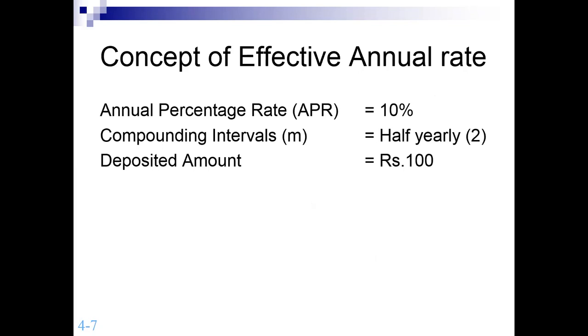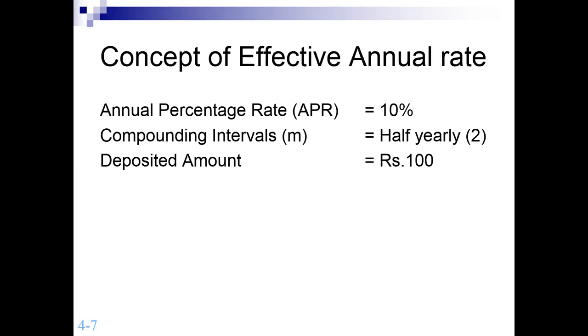There is another concept which is called effective annual rate. Many students get confused when they work on annual percentage rate and effective annual rate. Technically, these are two different things. Annual percentage rate is the rate which is generally offered by any financial institution, and at that time it is not necessary that they actually tell you what the effective annual rate is.